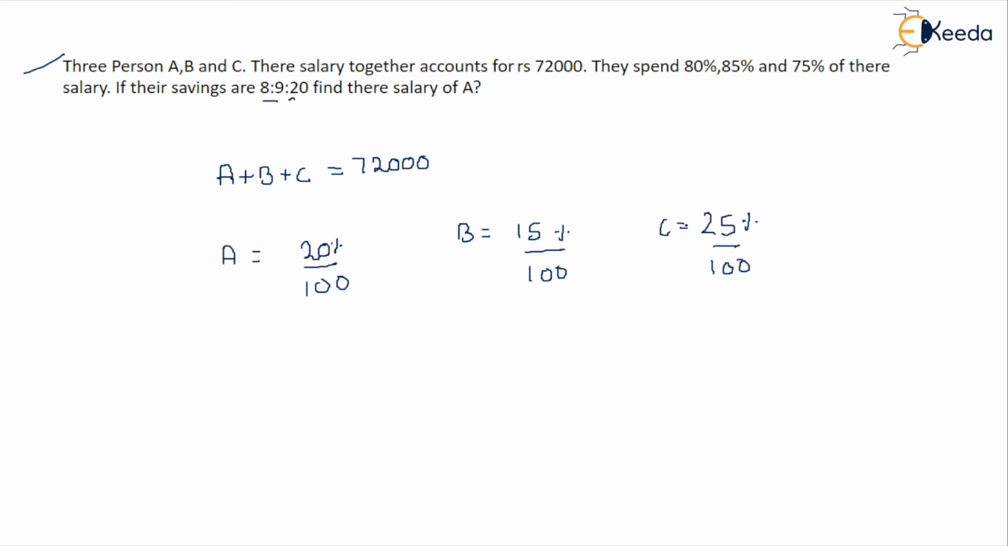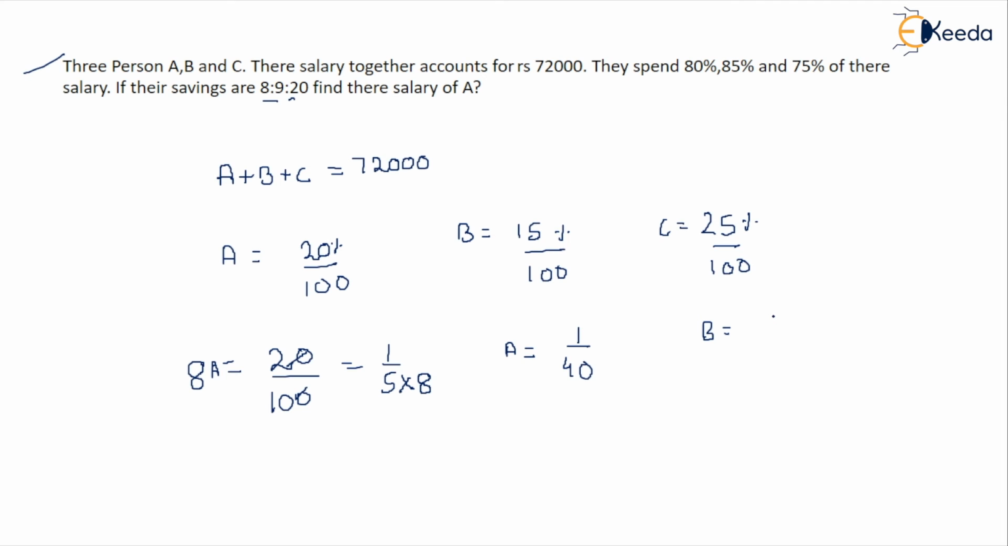But here it is given that A's saving is 8. So I can simply put the value of it and solve it, right? So I can find out the actual value of A's saving. This comes out to be 1 by 5, but this 4 goes into multiplication. So this comes out to be 1 upon 40, right? So the saving of A is 1 upon 40. I can take it into consideration.